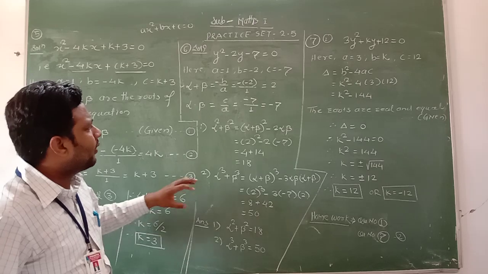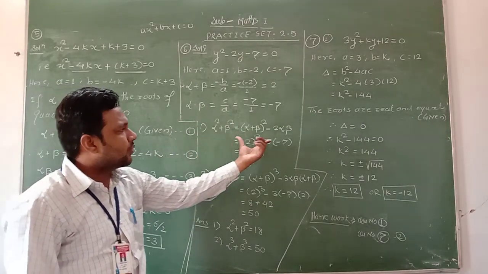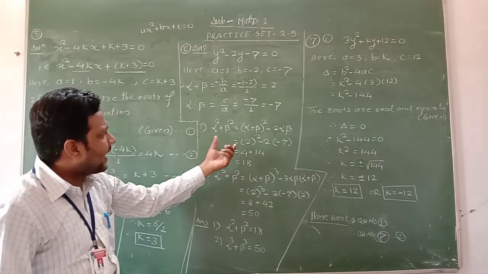We have to find out the value of alpha plus beta whole square. First we write this identity in this form. Okay. Now, what is the identity?